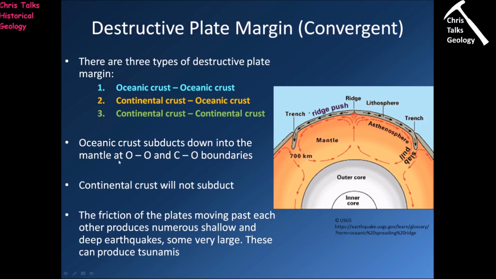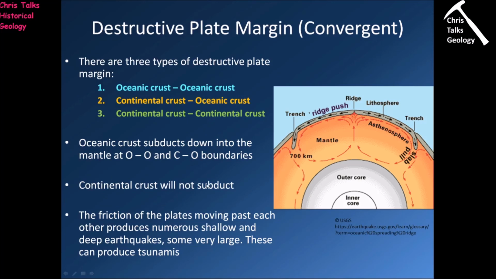In the case of the ocean-ocean and ocean-continent convergent plate boundaries, we have oceanic crust subducting down into the mantle. So these first two types are going to be associated with subduction. Continental crust, on the other hand, will not subduct. So when we have two pieces of continental crust banging into each other, there can't be subduction. The two pieces of crust will just plow into each other head on.